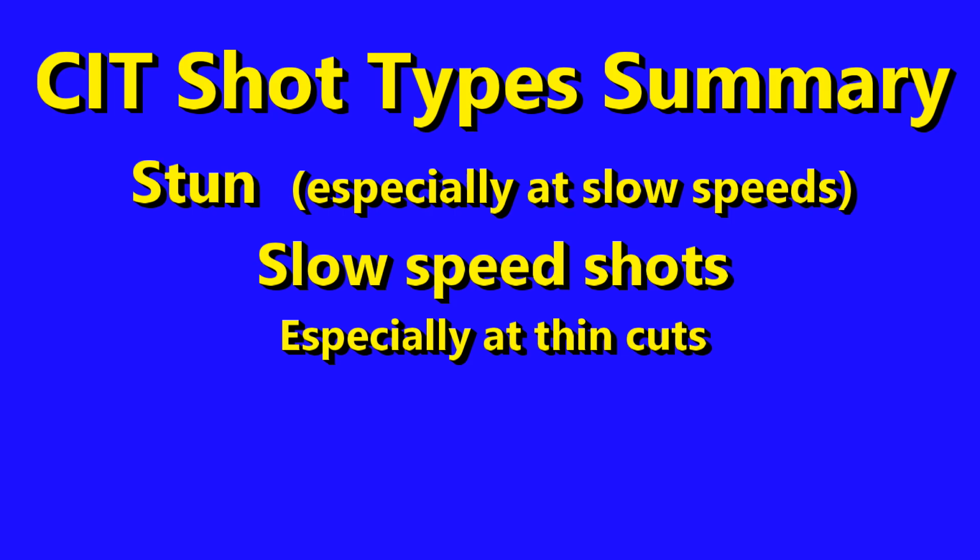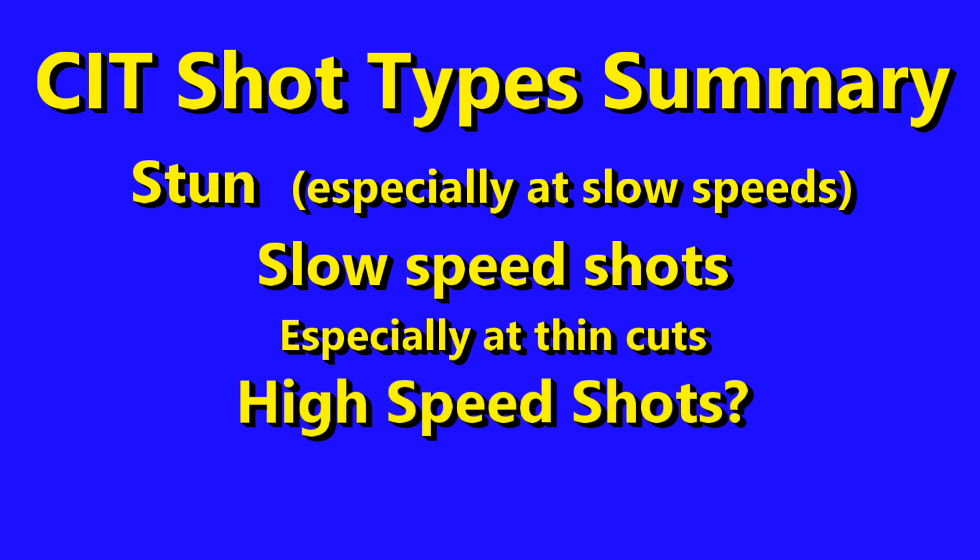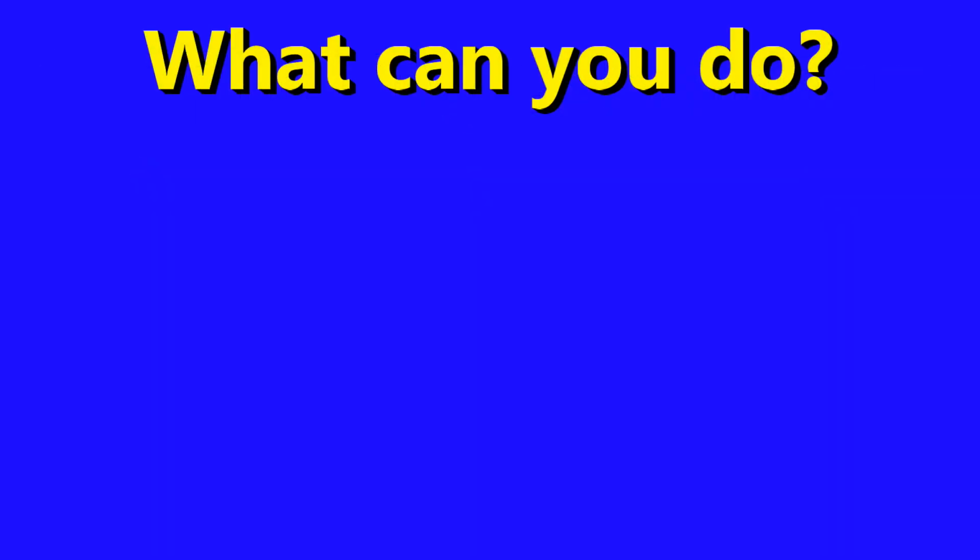So be alert when using stun, especially at slower speeds, or generally when shooting softly, especially at thinner cuts. Generally at high speed, you only need to be concerned at very thin cut angles, like 61 degrees and higher. So what can you do about it? Well, the first is awareness, and we're handling that now.